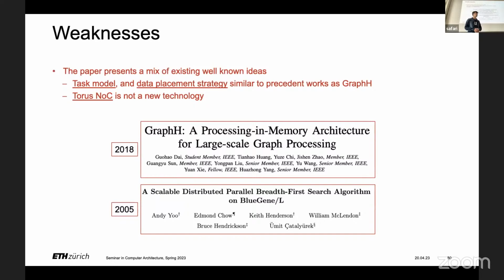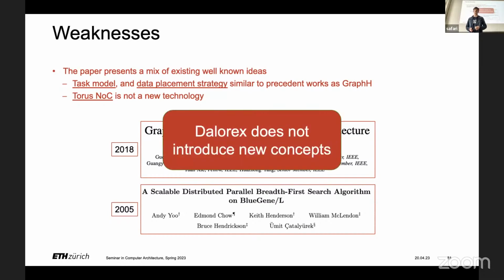For the weaknesses, this paper does present a mix of already existing well-known ideas. For example, we do have a task model and also a data placement strategy that is very similar to a precedent work that is called GraphH. This is a work from 2018. Also, the Torus network on chip is not a new technology. It was well known before. For example, I found this paper from 2005 that does already test this network on chip. So Dalorex does not introduce any new concept.